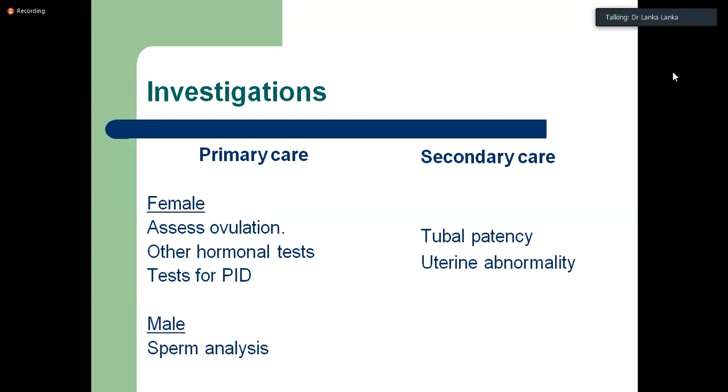In the male, we have to do the sperm analysis. Those are the primary level investigations you have to do in the couple. But at the secondary level, if they are still failing to conceive, then you have to assess tubal patency with laparoscopic assessment, and uterine abnormalities with hysteroscopy. So you should know the primary level assessment and secondary level assessment.